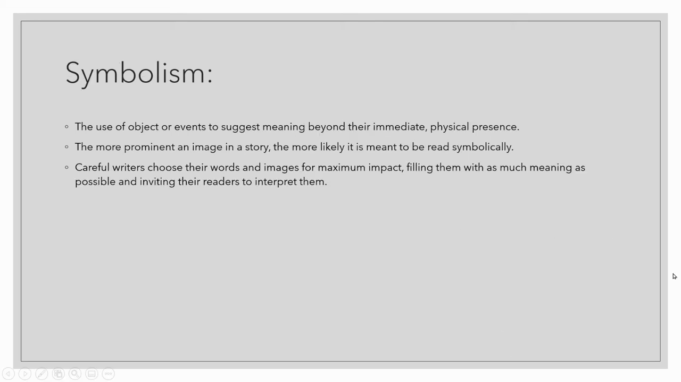Symbolism. The use of an object or event to suggest meaning beyond the immediate physical presence. The more prominent an image in a story, the more likely it is meant to be read symbolically. Careful writers choose their words and images for maximum impact, filling them with as much meaning as possible and inviting their readers to interpret them.